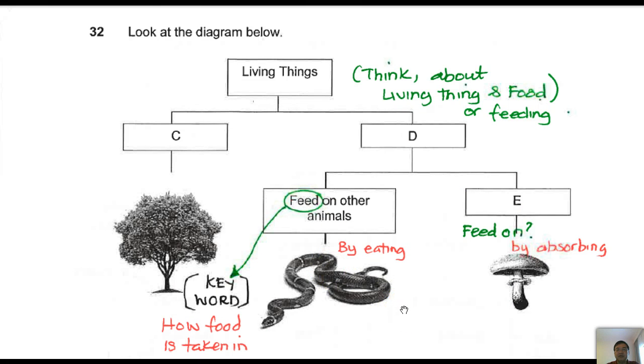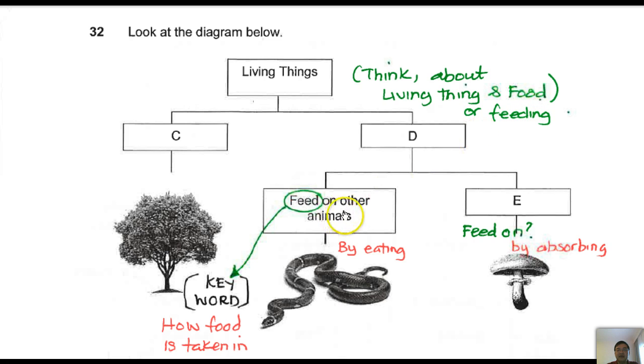Okay, over here, once you have a diagram like this, it will be good for you to take note of how you start. Take note of the hints given here. The very first hint given here is feed. It means the intake of food. And this living thing over here, it will be talking about living things and food, or the way they feed. The feeding style.